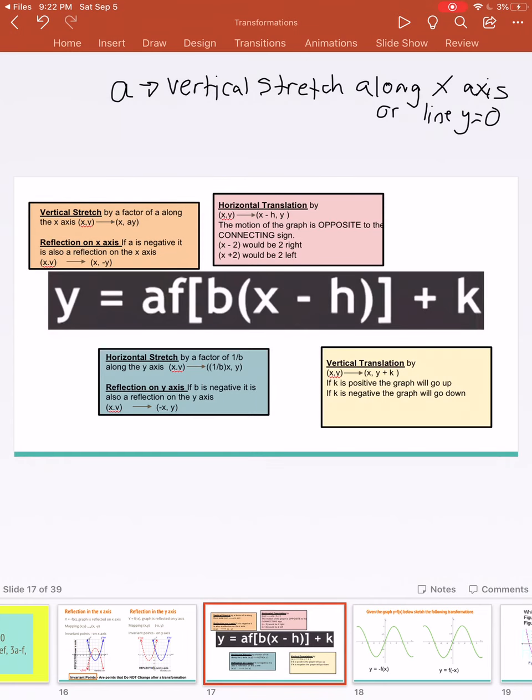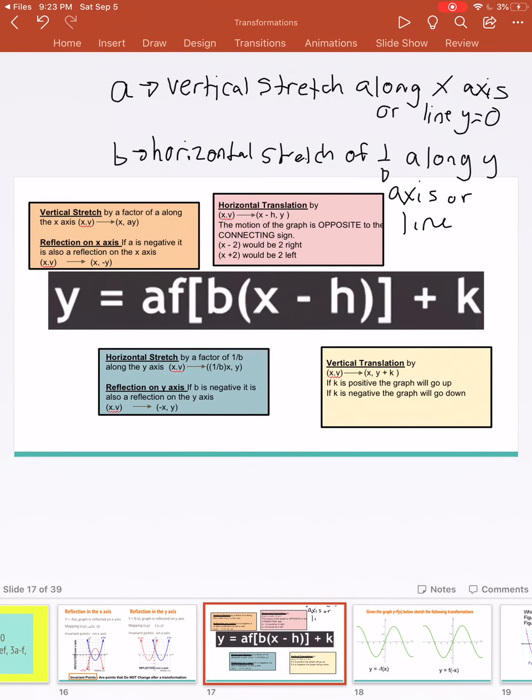Then we're going to leave a little space. We know the B value is our horizontal stretch of 1 over b, right? We always take that reciprocal along the y-axis, or the line x equals 0, sorry. Okay, and then we talked about how the h value is going to be our horizontal translation, so it's going to move the graph left or right, and the k value moves our graph up or down.